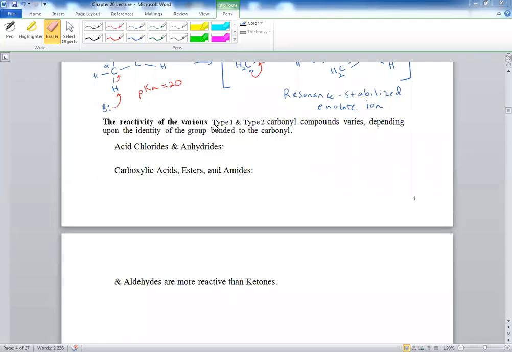So the reactivity of the various type 1, type 2 carbonyl compounds varies depending on the identity of the group bonded to the carbonyl. For example, if you have acid chlorides and anhydrides, they are more electrophilic and thus more reactive than aldehydes and ketones.